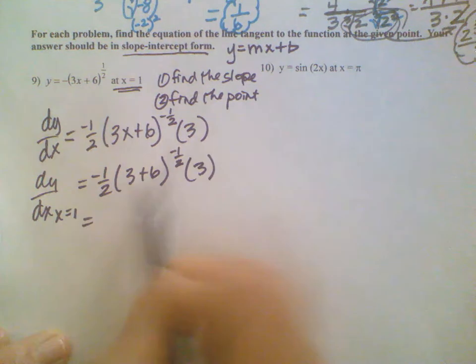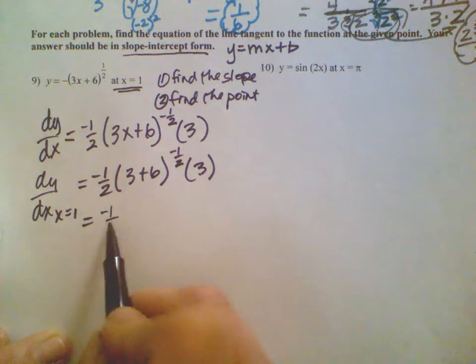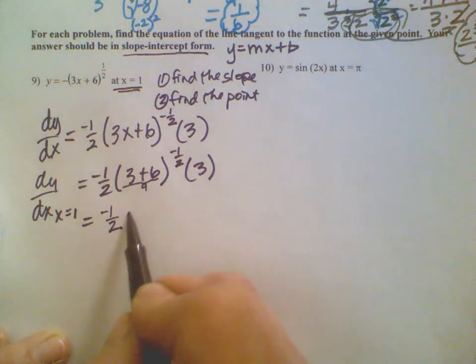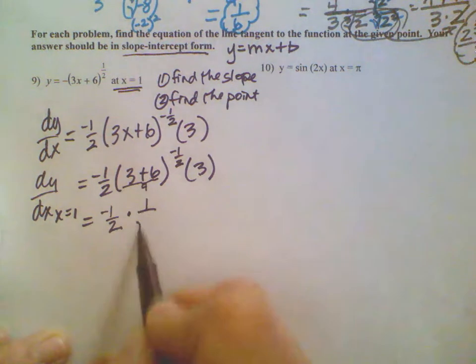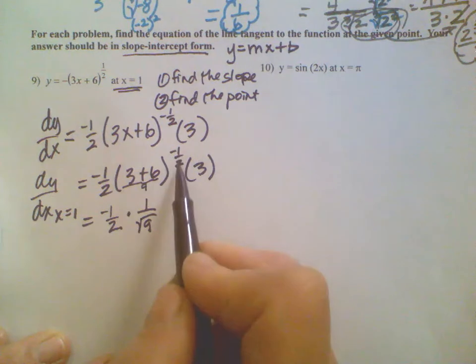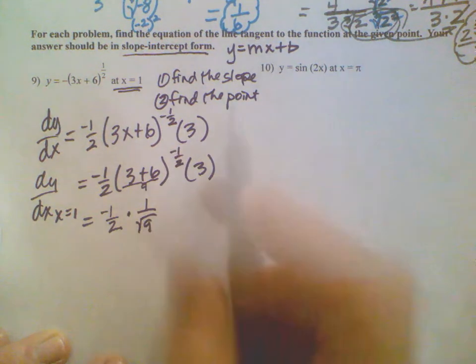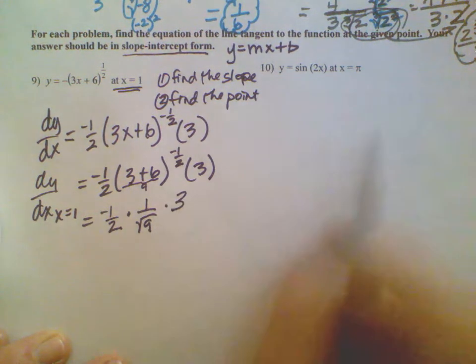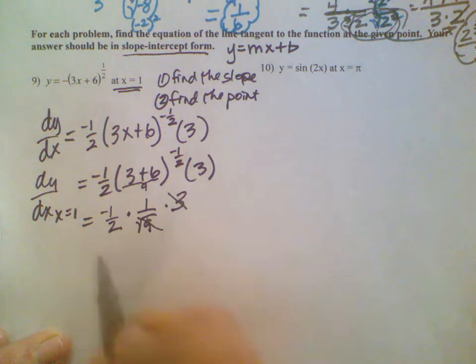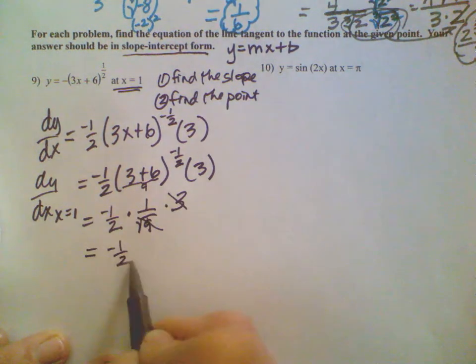Keep in mind what this means. This is negative 1/2. 3 plus 6 here is 9, so this is times 1 over the square root of 9, because the 1/2 is the square root. The negative puts it in the denominator, times 3. So this is going to be 1 over 3. These are going to cancel each other out. We end up with a slope of negative 1/2.